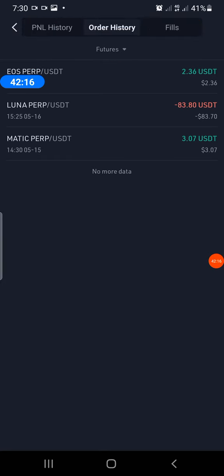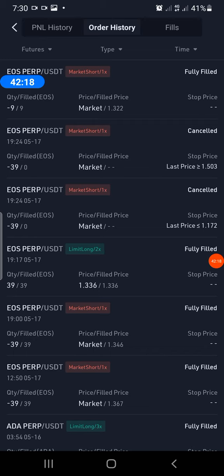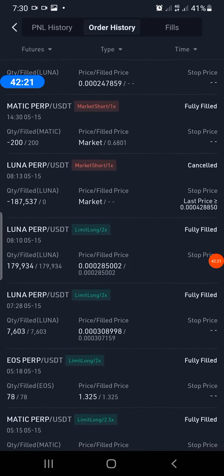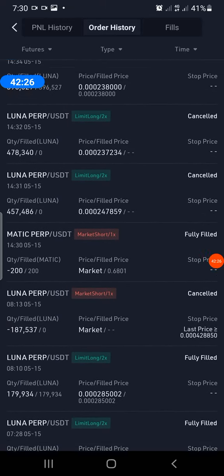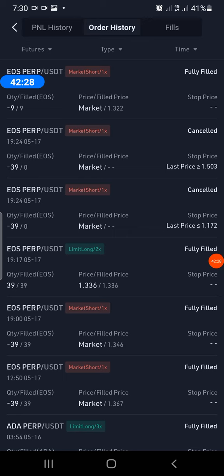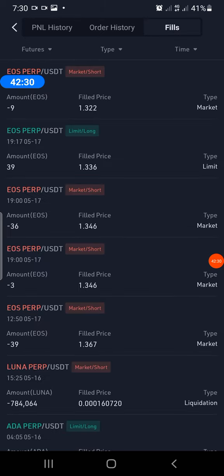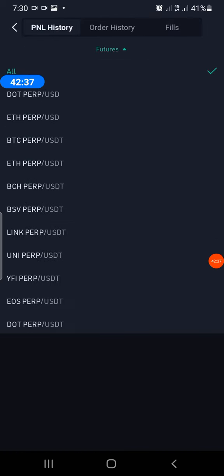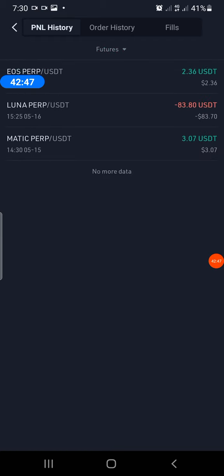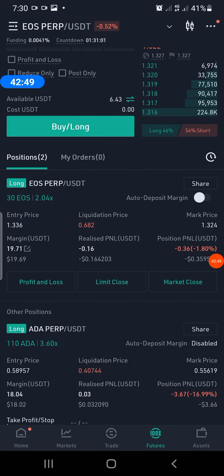If I select order history, this is my order history: the trades that I have entered so far, and how they got filled, both the long and short positions. If I check on this profit and loss, okay, that's it for here. So you have to go back again.